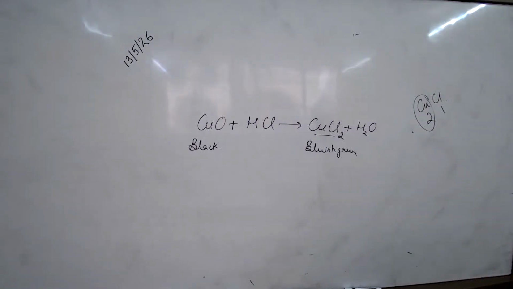So write the name of the compound, form and its color. Name of the compound is cupric chloride, CuCl2. Color is brown, blue green. Reaction we have already written. Balance कर लेना उसको. Next, किसका turn है?